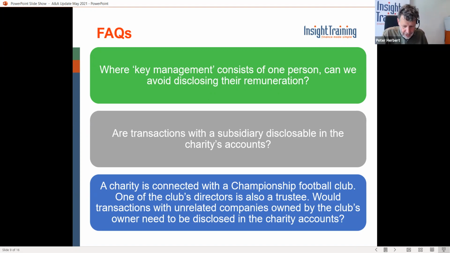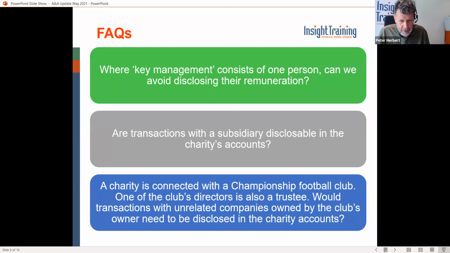Now, as we saw on the earlier slide, whether you're applying FRS 102 or the SORP, the key management personnel remuneration disclosure is a total disclosure. It's not required by individual trustee or by individual member of the key management team. I guess where the problem arises, though, is that when the charity's trustees report makes really clear there actually is only one member of key management, yes, that remuneration is getting disclosed as a total, but if it's only one person, that will also therefore be their individual remuneration as well.